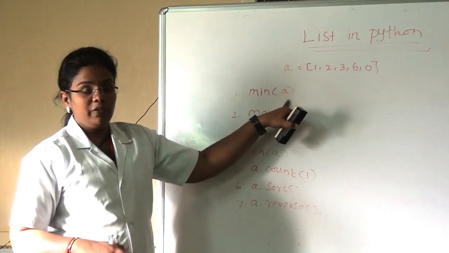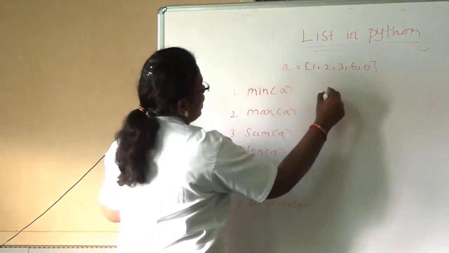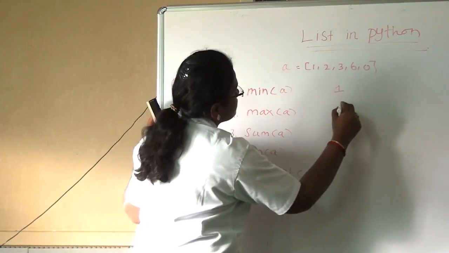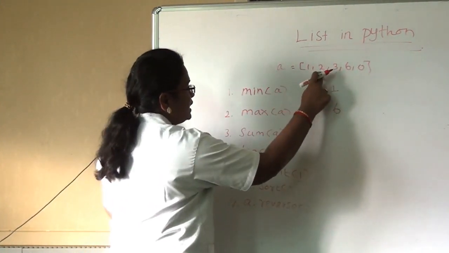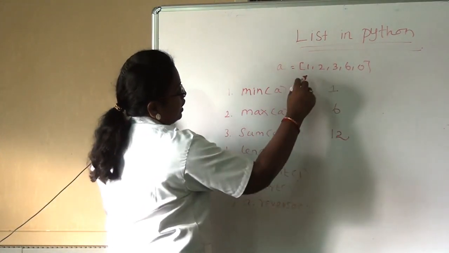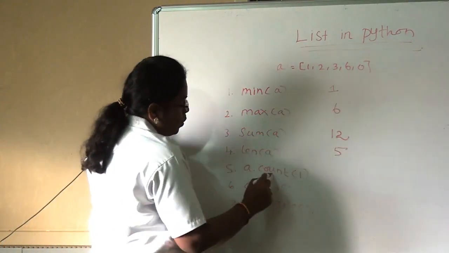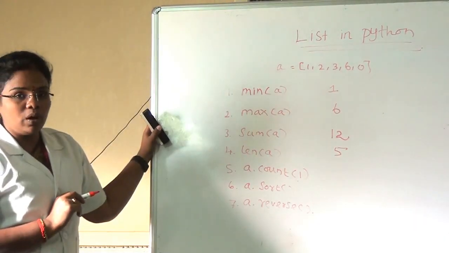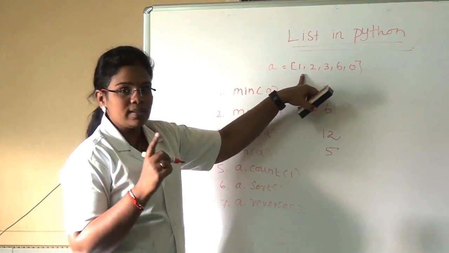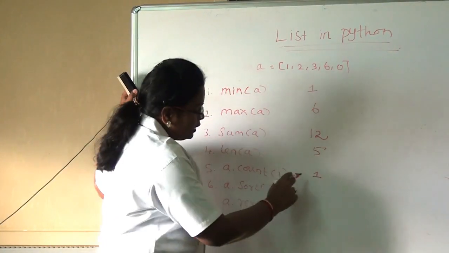Min of A: if it is an integer list, I can take the minimum element. The answer is 1. Max of A: the maximum element gets returned, 6. Sum of A: 1 plus 2 is 3, 3 plus 3 is 6, and so on up to 12. The sum of A is 12. Length of A is the count of elements in the list, 5. And count of 1 returns the number of occurrences of 1. In the list, 1 occurs one time, so the answer is 1.